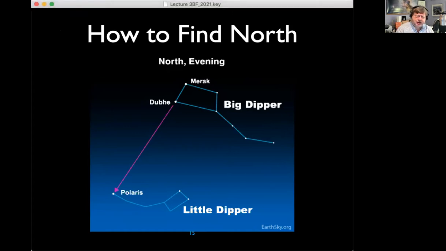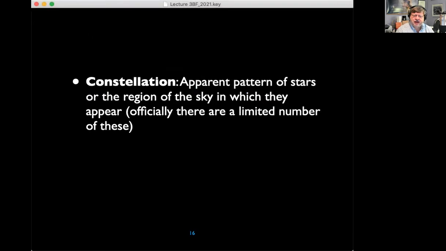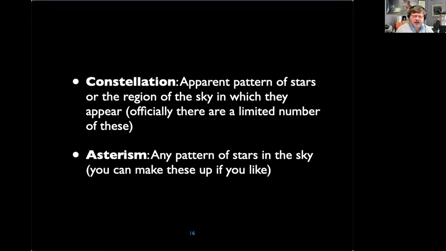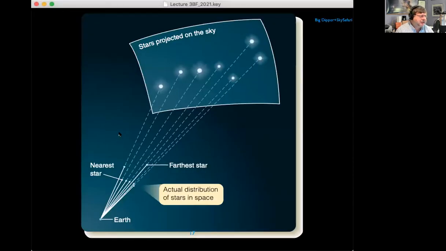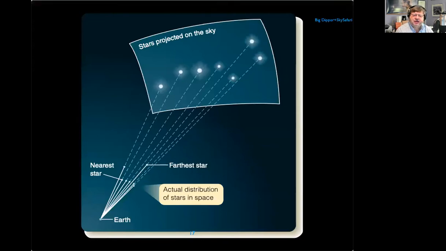So anyway, we talked about how to find north. A constellation is a pattern of stars. There are 88 constellations in the sky. And the constellation is just the way it appears on the night sky, not the way it really is. So let me show you something about the Milky Way galaxy.